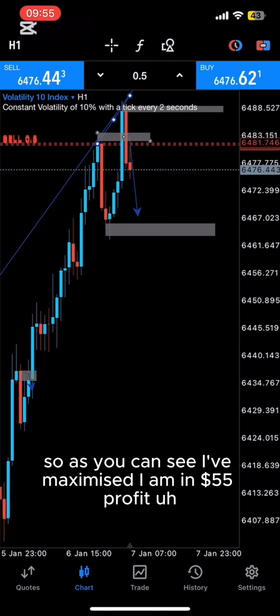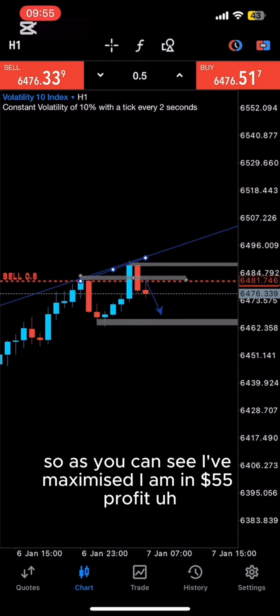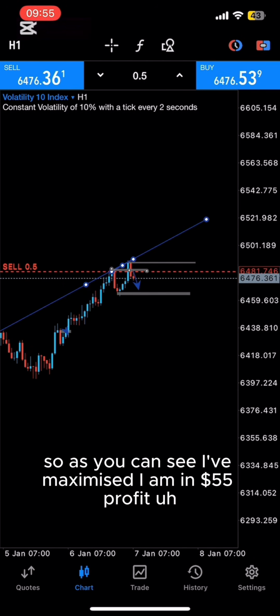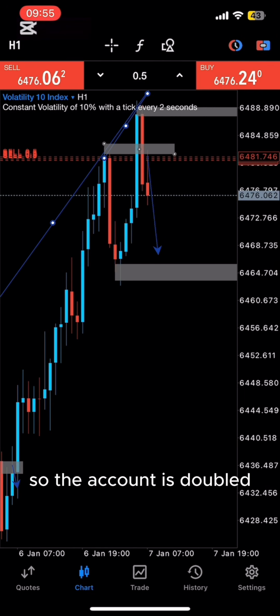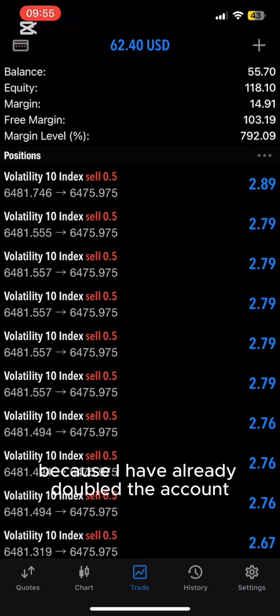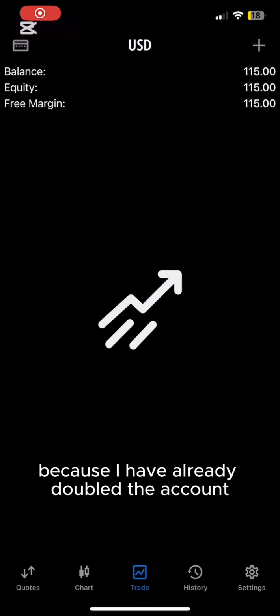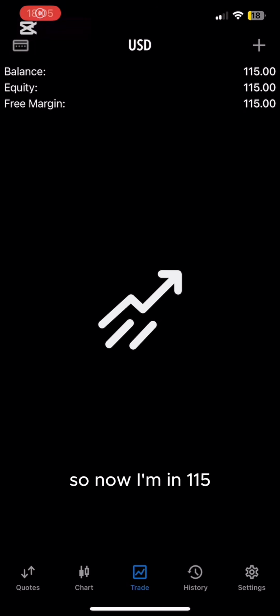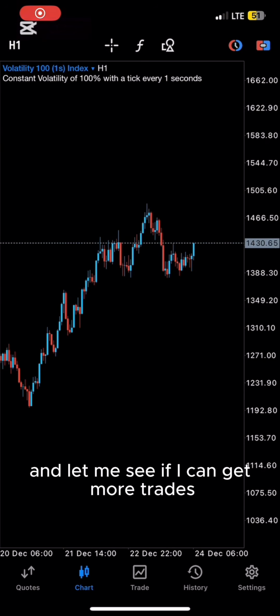So as you can see, I've maximized. I am in $55 profit, so the account is doubled. At this point, you can choose to leave the market because I have already doubled the account. So now I am in 115. And let me see if I can get more trades.